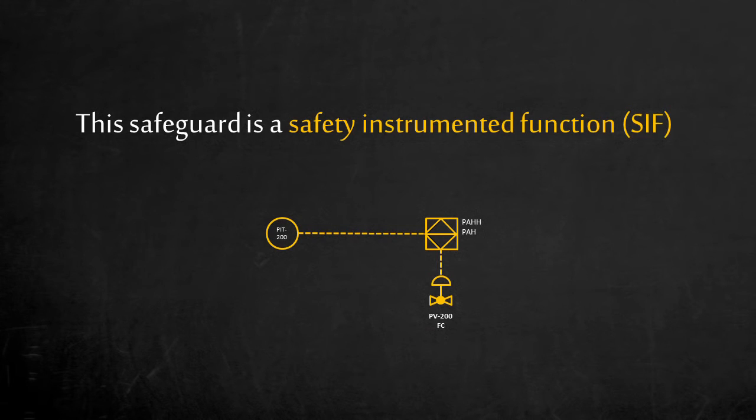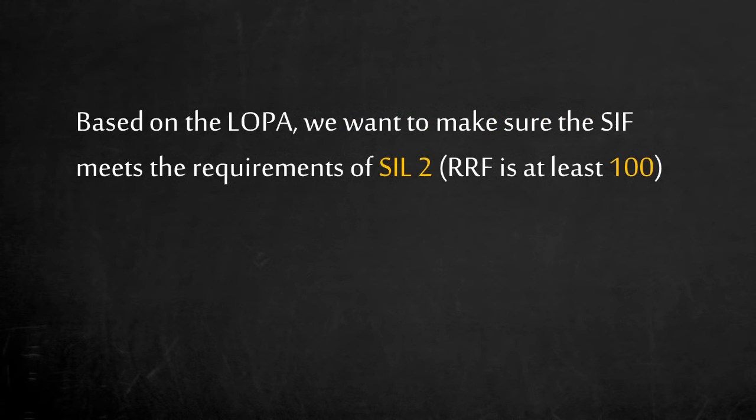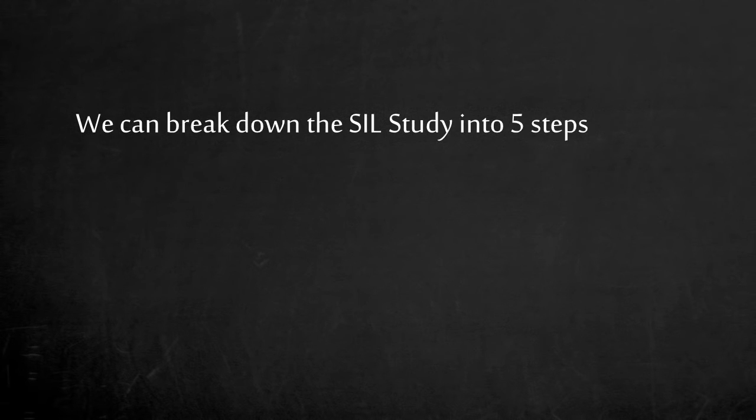The high-pressure shutdown is a safety instrumented function, which consists of a sensor, a logic controller, and the final element. Based on the LOPA, we want to make sure the safety instrumented function meets the requirements of SIL 2, which reduces the risk by 100 times. Let's break down the SIL study into 5 steps.